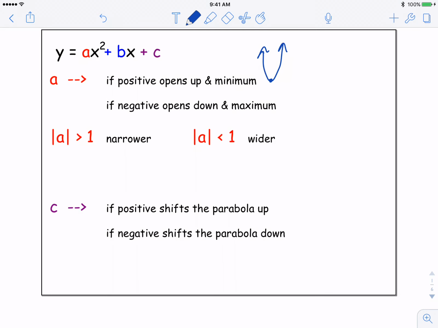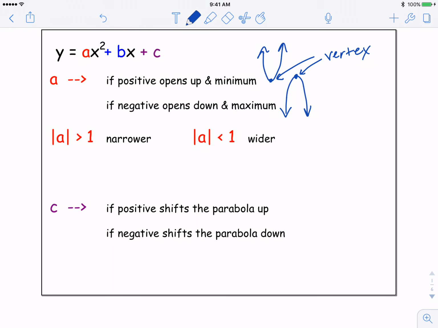If the a value is negative, the parabola is going to open down, looking like this, and it's now going to have a maximum value up at that point, meaning no part of the parabola is going to go anywhere above that point. These maximum and minimum values are also called vertex points of the parabola, and we'll talk about those a little bit more later.